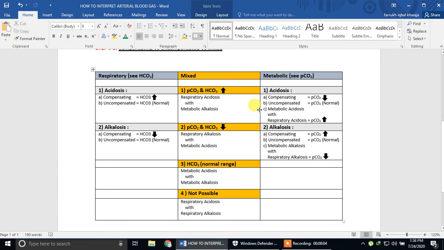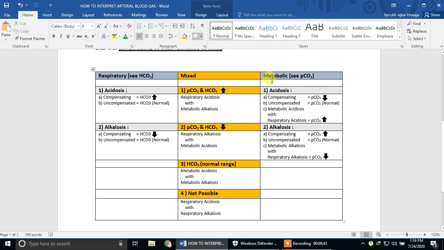But in metabolic acidosis there is a third thing. If the partial pressure of carbon dioxide is increasing, then there is metabolic acidosis and respiratory acidosis. It means that respiration is not compensating, but actually worsening the situation. It is also making the blood more acidic. So the kidney is causing the metabolic acidosis, and the respiration is also causing acidosis, maybe due to hyperventilation or some mechanism.